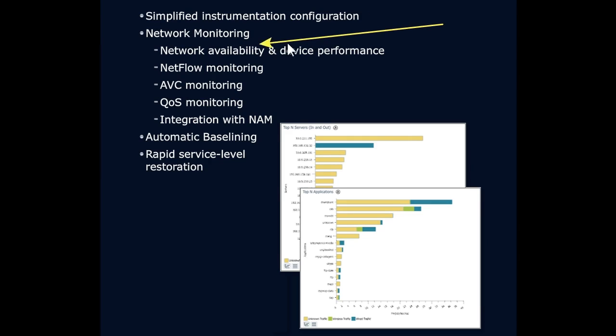So availability, device performance, our standard monitoring of network performance thresholds like bytes per second, reads and writes, and utilization of processor and memory. NetFlow monitoring, right? That's session-based, and also Network Analysis Module integration, which is also session and packet-based flow monitoring. Application visibility and control and quality of service, so I can look at individual applications or service tags and see how they're performing on my network.